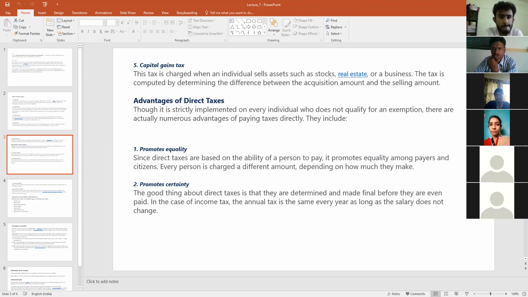What do you understand by stocks? No idea? Bhavana, I am asking you. Bhavana, am I audible? Yes, sir. Okay, if you have no idea, no problem. Anyway, we'll discuss because it's a good area for understanding.